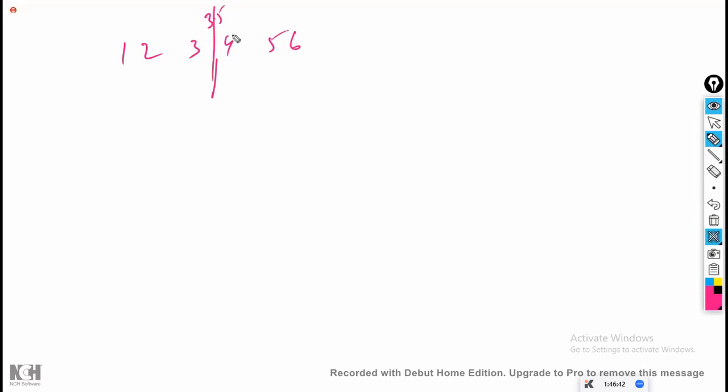Is this value included in the data set? No. But if you go with an odd number of data points, this value is included in the data set. Whether the median will be included in the data set or not, what is the answer? It depends on the data points. If it is an odd number of data points, the median will be included in the data set. If it is an even number of data points, the median will not be included in the data set.